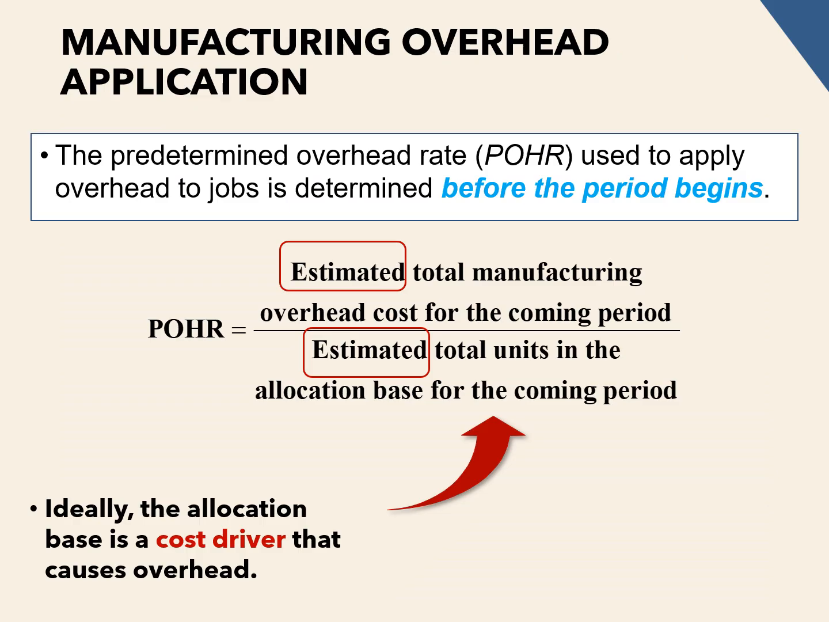This slide shows how to calculate the predetermined overhead rate. The rate is used to apply overhead to jobs and should be determined before the period begins. You take estimated total manufacturing overhead cost for the coming period divided by estimated total units in the allocation base for the coming period. Ideally, the allocation base is a cost driver that causes overhead.